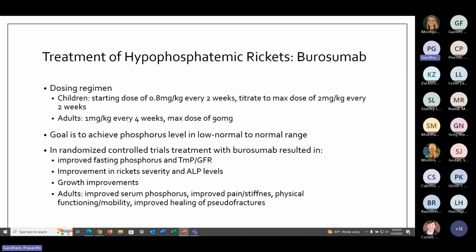So certainly significantly improved. Of note, dental abscesses and periodontal disease remain the same in patients who are on both conventional therapy and burosumab, which I thought was very interesting. I expected there would be some improvement in dental health, but not really with burosumab.